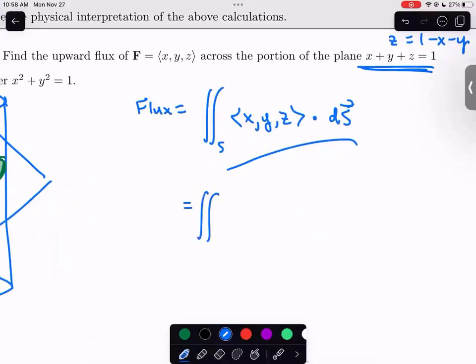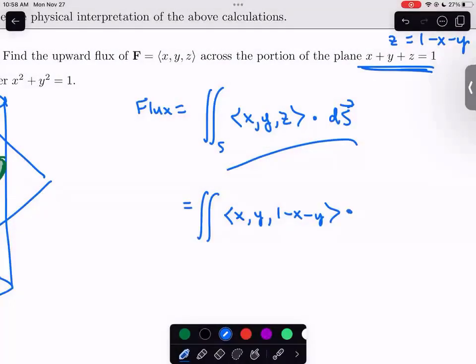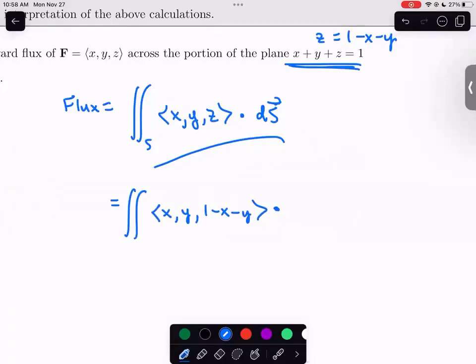So let's go ahead and start to evaluate some of this stuff. Because we're going to be swapping in and solving this explicitly, instead of z here, I'm going to swap in and do 1 minus x minus y. Dot, and this bold dS, remember, has a normal vector. It's going to be plus or minus.